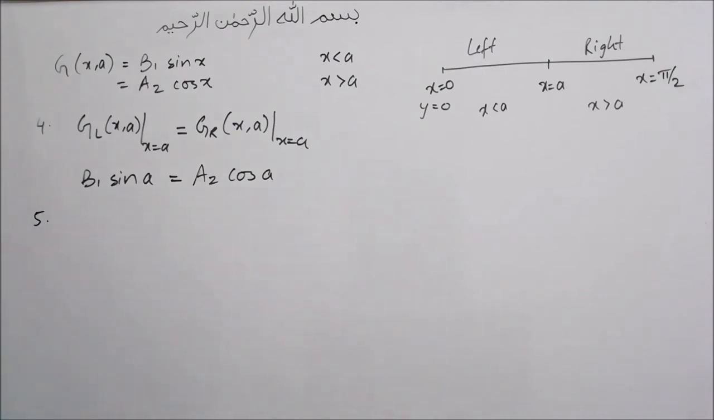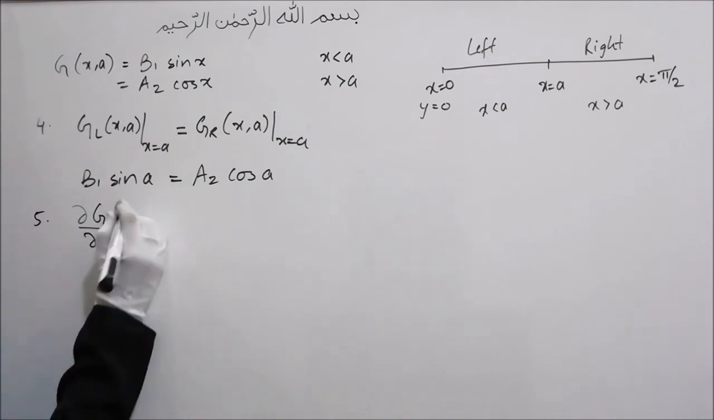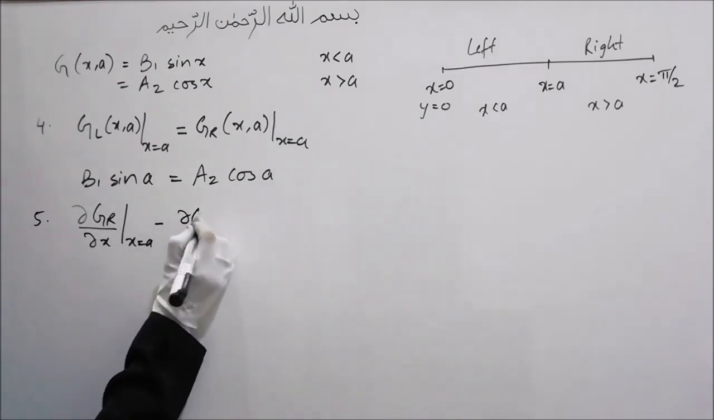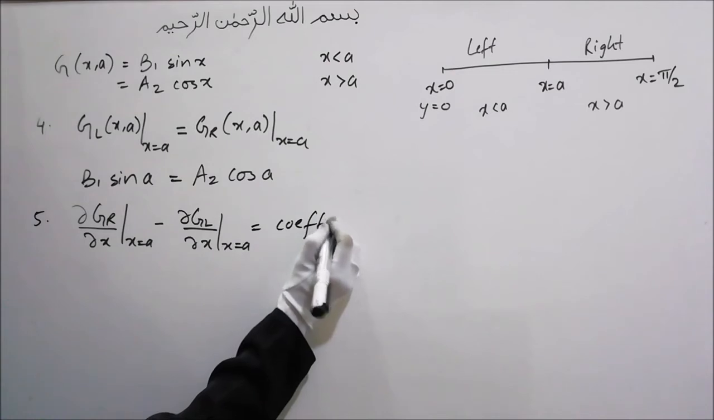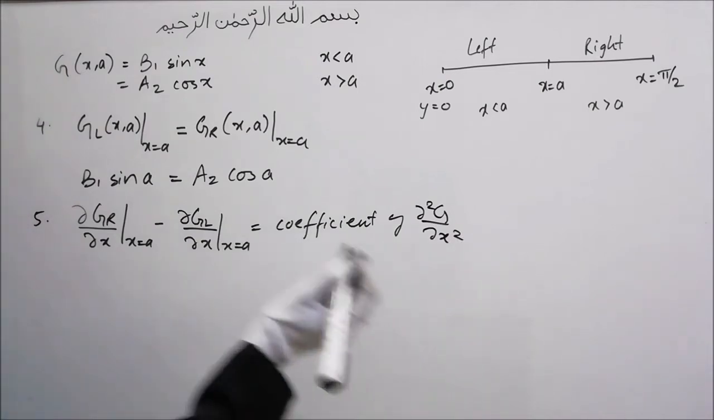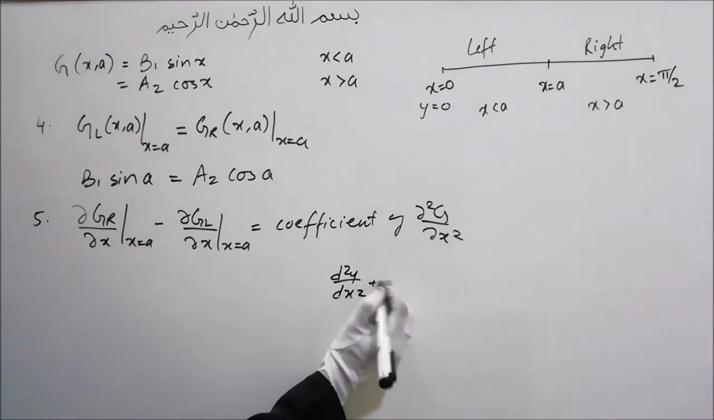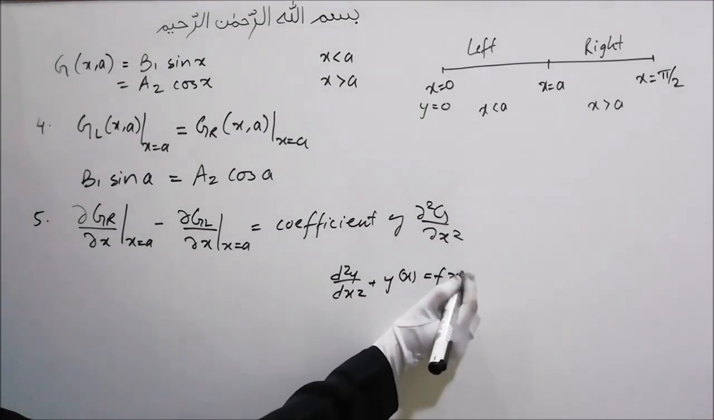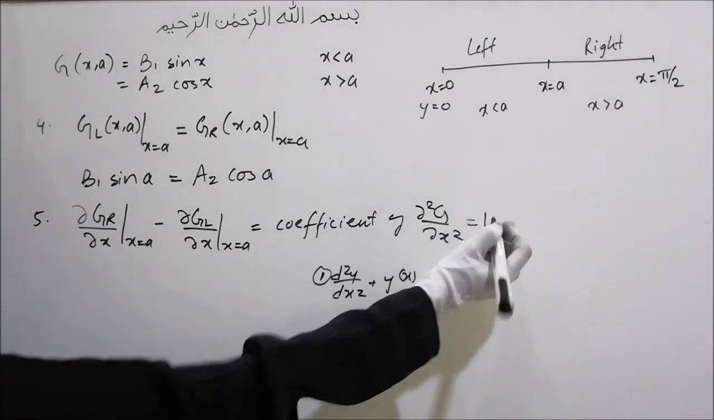Now the fifth step is to use the condition that del g upon del x is discontinuous at x equals a. That is, del g right upon del x at x equals a minus del g left upon del x at x equals a is equal to the coefficient of del squared g upon del x squared. Now our equation was d squared y by dx squared plus y of x is equal to f of x. Therefore the coefficient here is equal to 1. So this value will be 1.